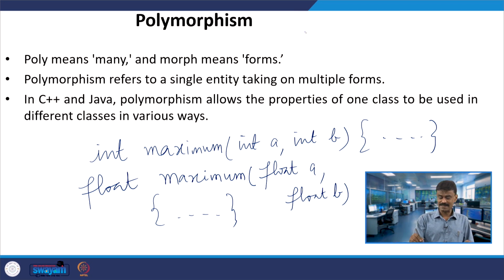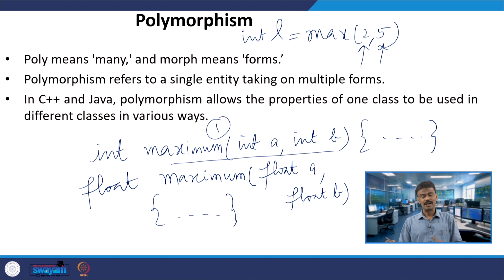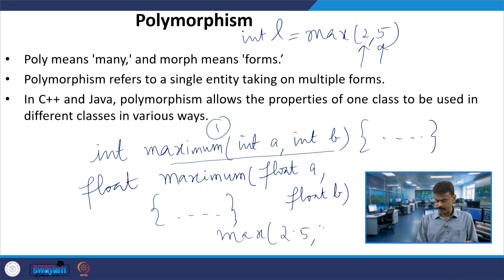For example, if I pass max of 2 comma 5 and store this in some integer L, since 2 and 5 are integers, the integer function will be called, and the result will be stored in L. Suppose I pass max of 2.5 comma 3.4. In that case, the float function will be called, and the result will be stored in, let us say, float m.